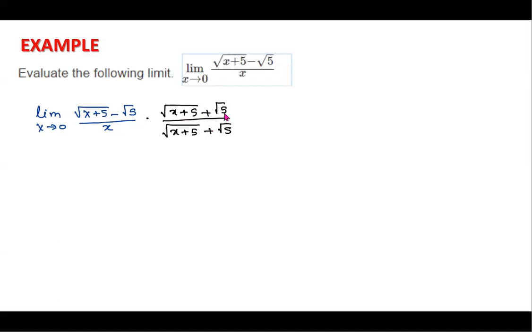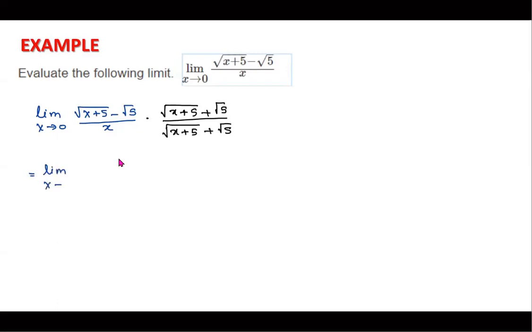And we multiply by the same quantity in the numerator and denominator. So this is basically like multiplying by 1. And if we are multiplying by 1, we are not changing the value of the limit. That's why we are safe to multiply by 1. Because this will help you to remove that x from the denominator, and it will make it easy for us to simplify this.